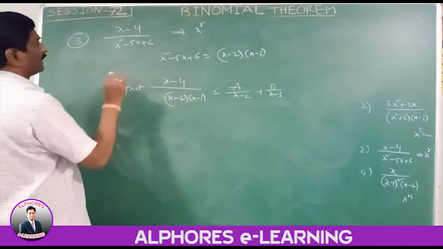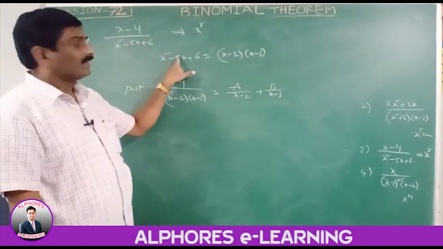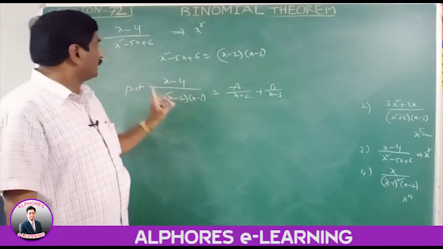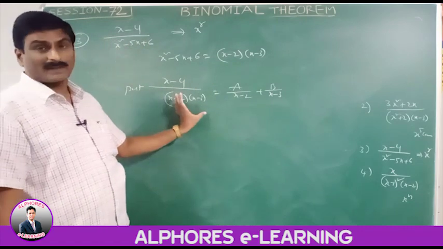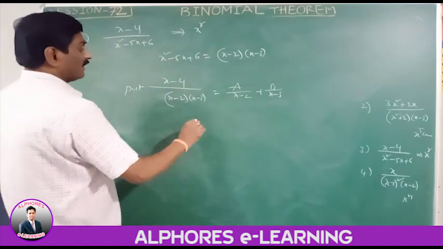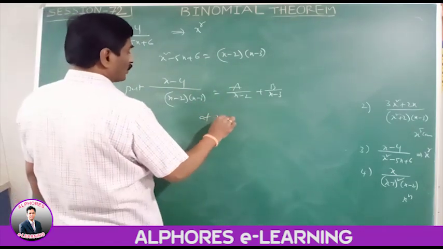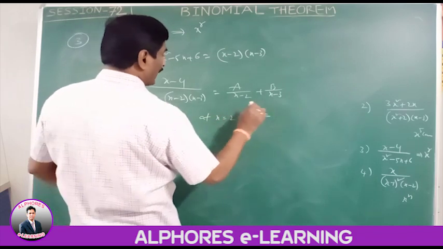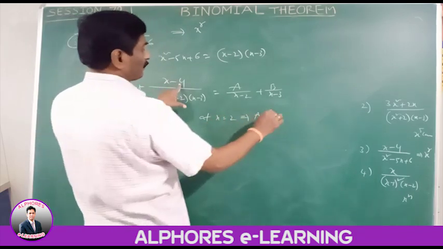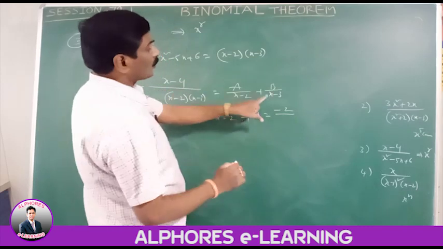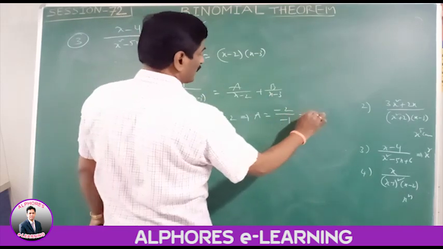It is the reducible quadratic. The factors are x minus 2 and x minus 3. So, replace this value by x minus 2 and x minus 3 and write the partial fractions. Here, a is equal to, at x is equal to 2, we get a. What is the value of a? By substituting 2 in this value, minus 2 by, 2 minus 3 means minus 1. That is equal to 2.